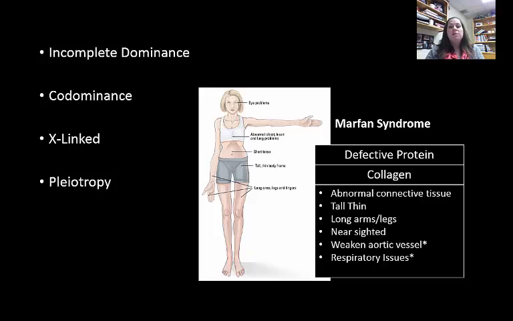Because with Marfan syndrome, the defective gene is the protein for collagen, and collagen causes a lot of things to go wrong if it's not working properly. It can cause abnormal connective tissue. It can cause you to be tall and thin, have long arms and legs, being nearsighted. Again, none of those are life-threatening. However, the last 2, weakened aortic vessels and respiratory issues, can be life-threatening, and people could die with Marfan syndrome. So we got to see that it's going to be one defective gene, but it's affecting multiple traits.